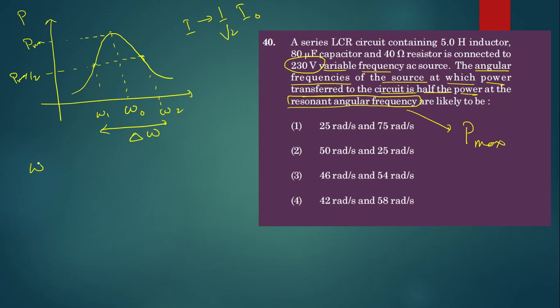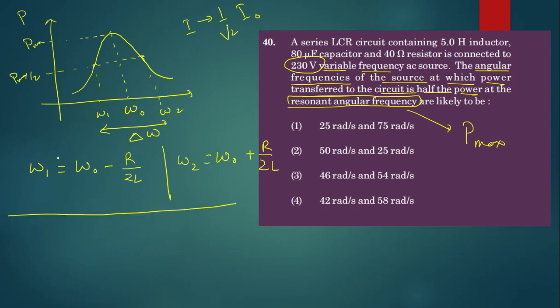What is the value of the lower cutoff frequency? It is calculated to be the resonance frequency minus R by 2L, and the upper cutoff frequency is the resonance frequency plus R by 2L. To solve this problem and get the values of omega 1 and omega 2, which are our answer, we need to find omega naught. What is omega naught? The resonance frequency. The formula is 1 by square root of LC. Secondly, we also have to calculate R by 2L. We need the value of both, and only then can we solve this problem.